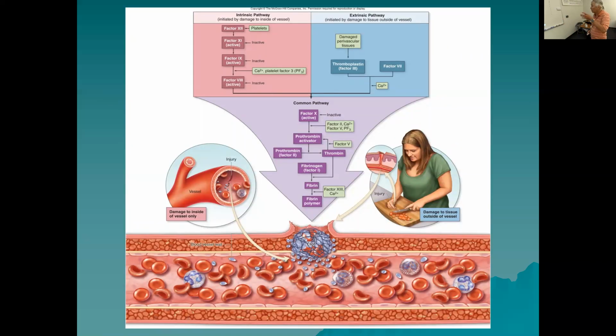And here, right here, is a figure from the book that shows the intrinsic pathway on the left, extrinsic pathway on the right, common pathway in the middle that leads to fibrin polymer. As you can see, other factors are needed. In the common pathway you have factor 2, you need calcium, you have factor 5. You don't have to know in that detail. You should know what factor interacts in the three pathways: the intrinsic, the extrinsic, and the common.